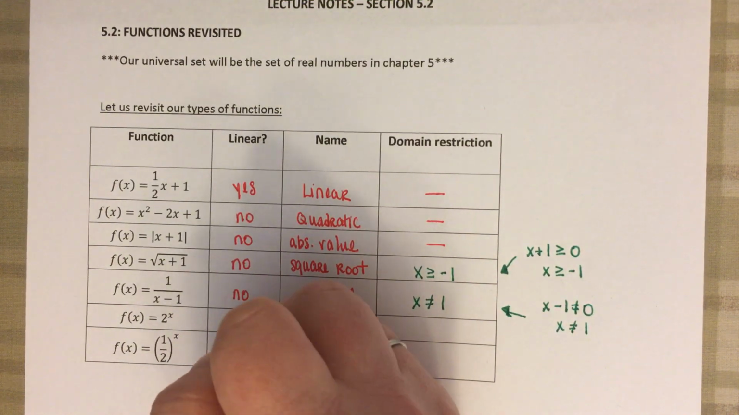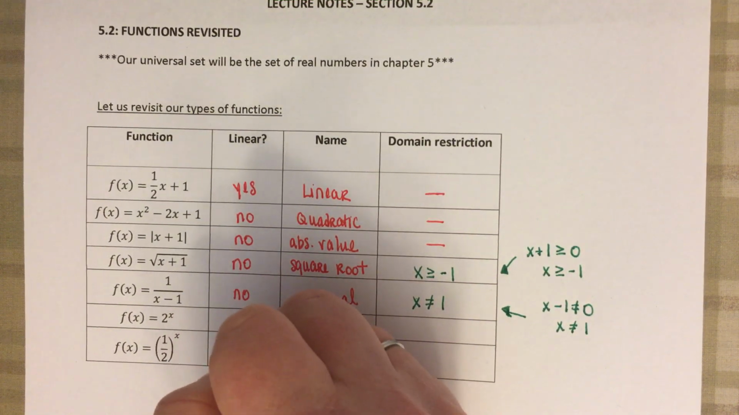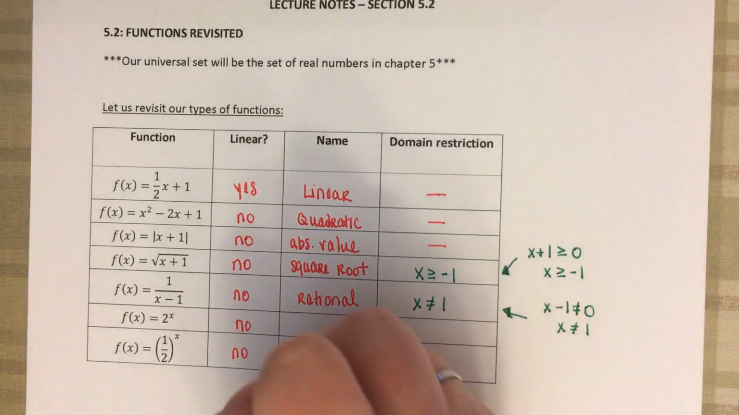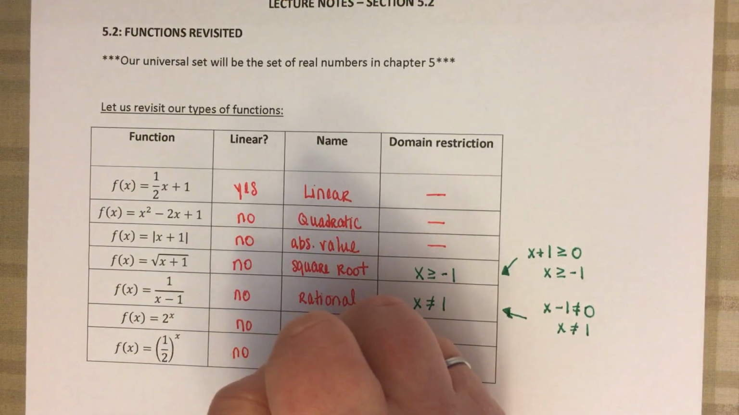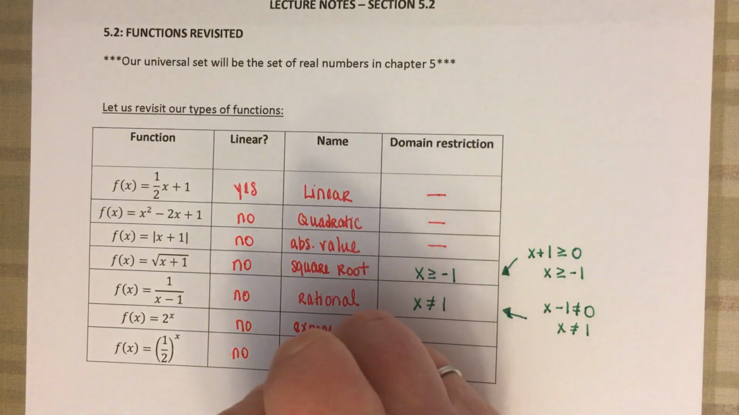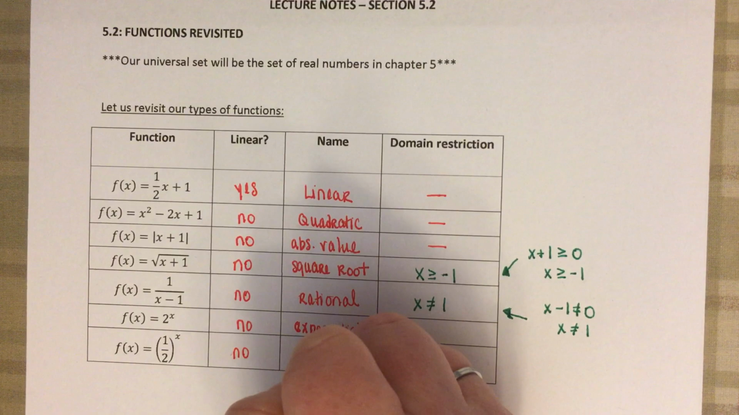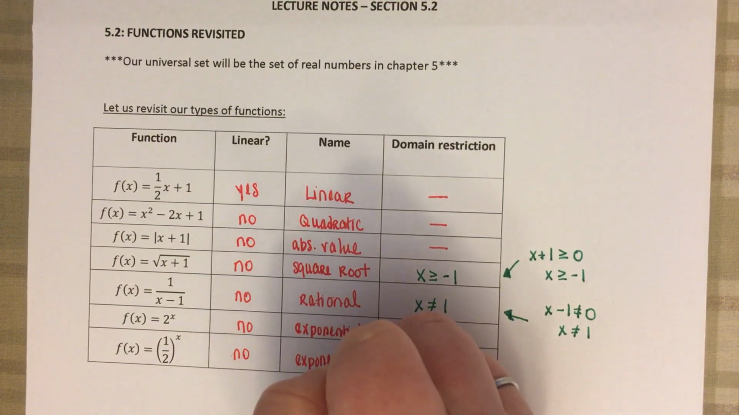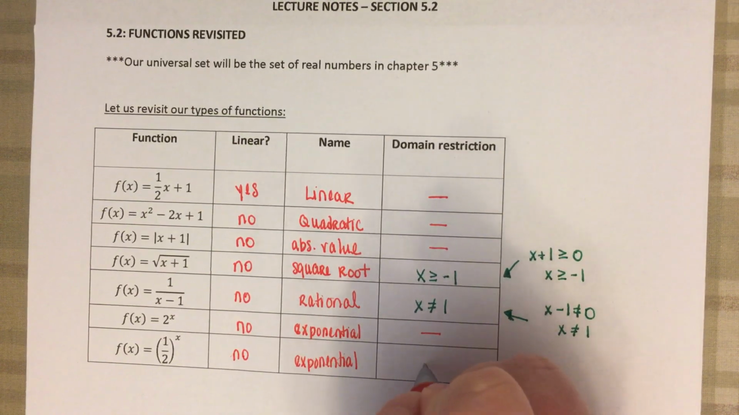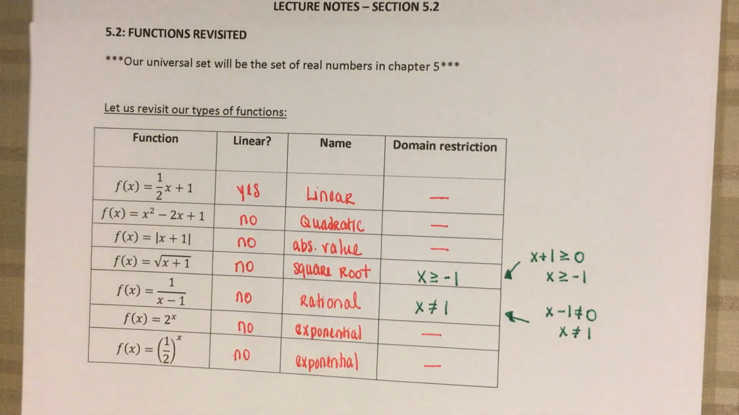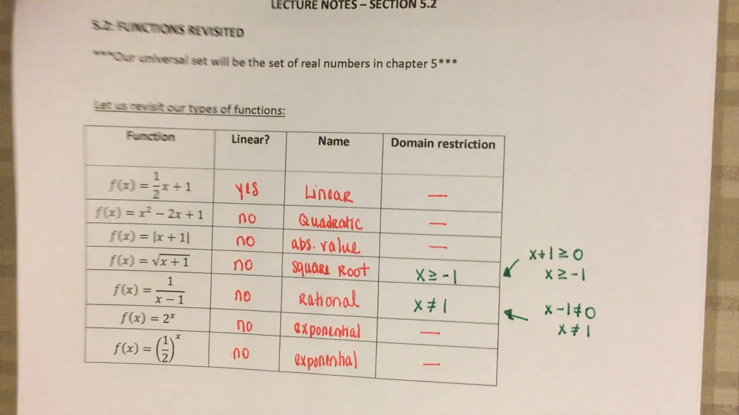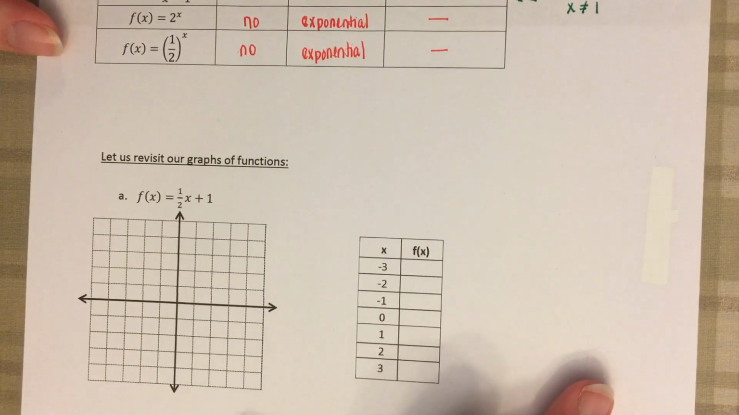Our last two equations are both the same type. These are not linear functions, these are exponential functions. We have an exponent in a variable, which we saw back in section 4.5. These are exponential functions. There's no domain restriction for our exponential functions either. Alright, so we're going to go through and we're going to revisit our graphs.